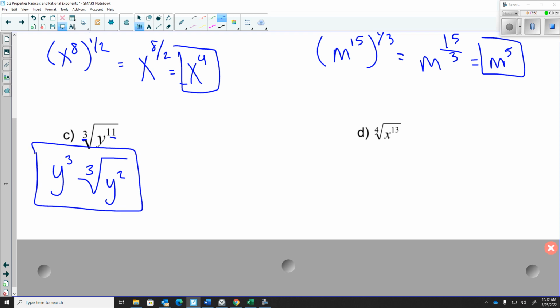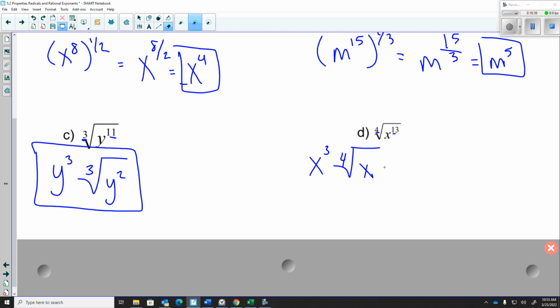I'll do it again. Don't worry. Let's do it with this one. Again, the first question was, how many times does 4 go into 13? 4 times 3 is 12. 4 times 4 is 16, so you're too big. So it goes in 3 times. So you have x to the 3rd, because that's how many times it goes in. And then what was the remainder? 1, because you're trying to get to 13. 4 times 3 is 12. You need 1 more. So you put your remainder underneath the radical. So it's just x to the 1st power, which is just x. You don't need to write the 1st power.